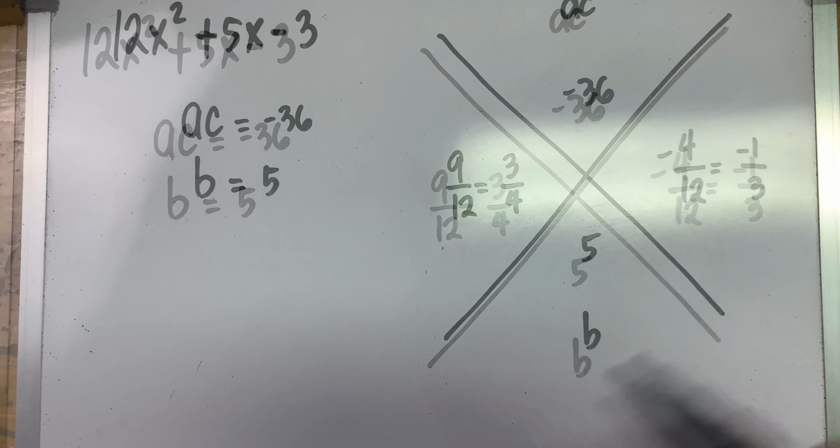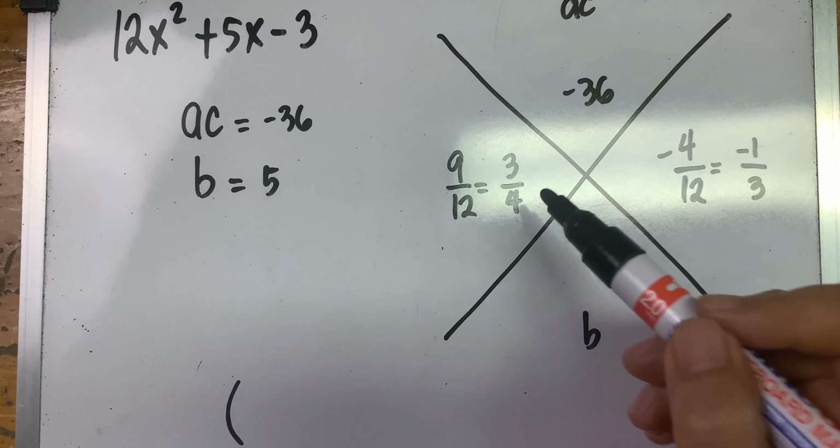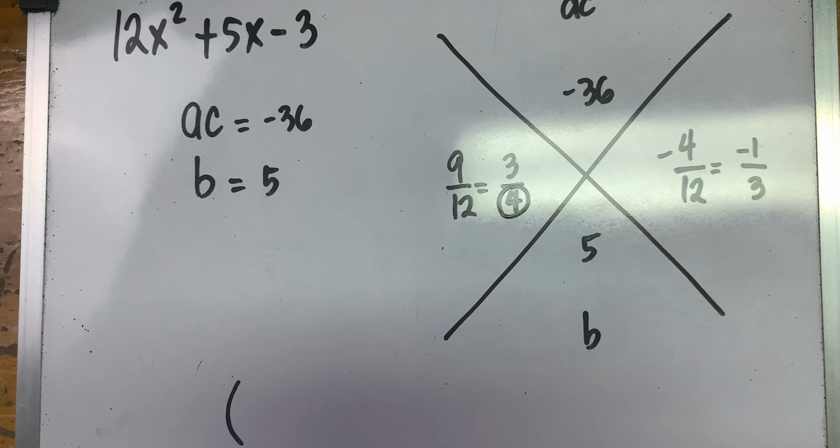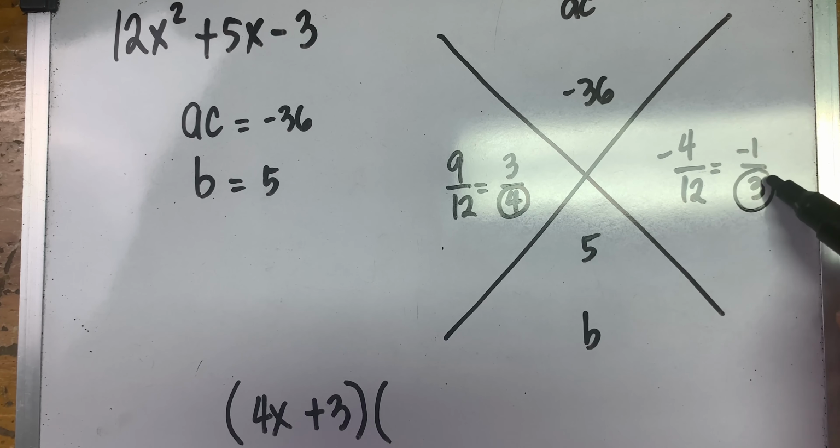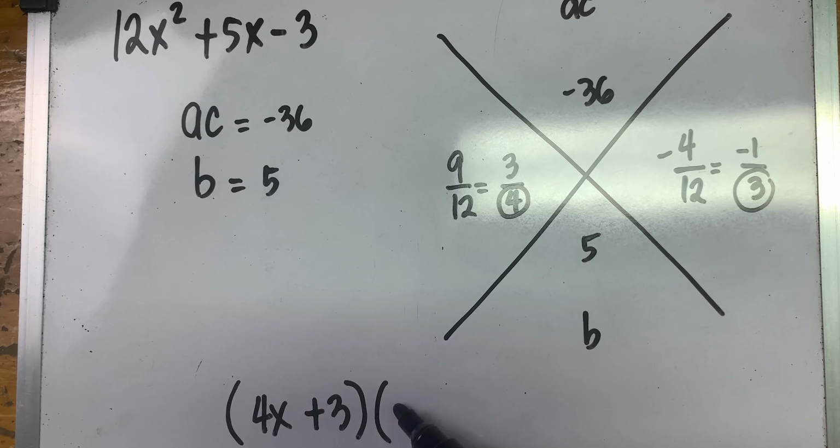And then, finding the factors. So, yung number sa ilalim, yun yung coefficient ng x. So, it will be 4x. Add natin yung sa itaas plus 3. Ganon din sa kabila. Ito yung coefficient ng x. 3x, and then add lang natin yung isa, negative 1.